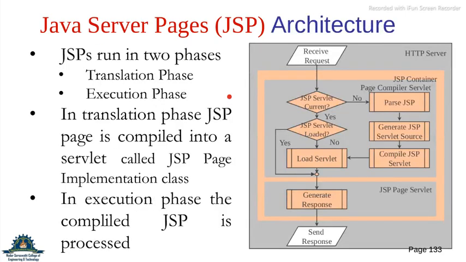Okay, so let me move on to the architecture. So JSP, you can look at the architecture by dividing it into two phases. One thing is the translation phase. The second thing is the execution phase. Here I can look at it with two boxes.